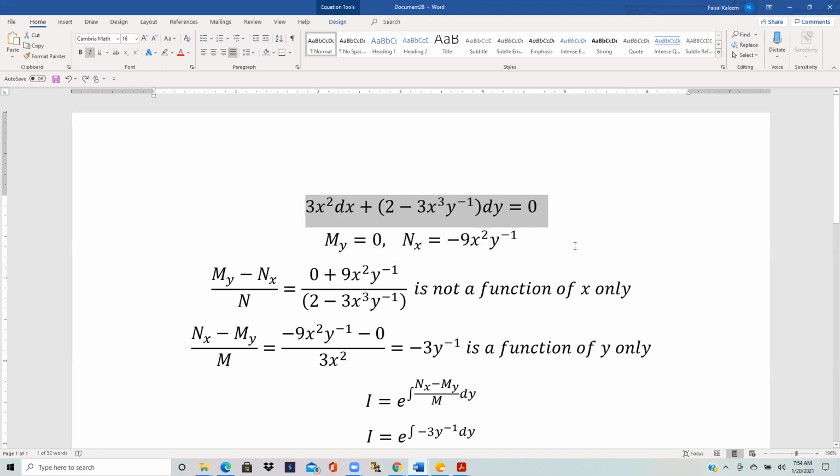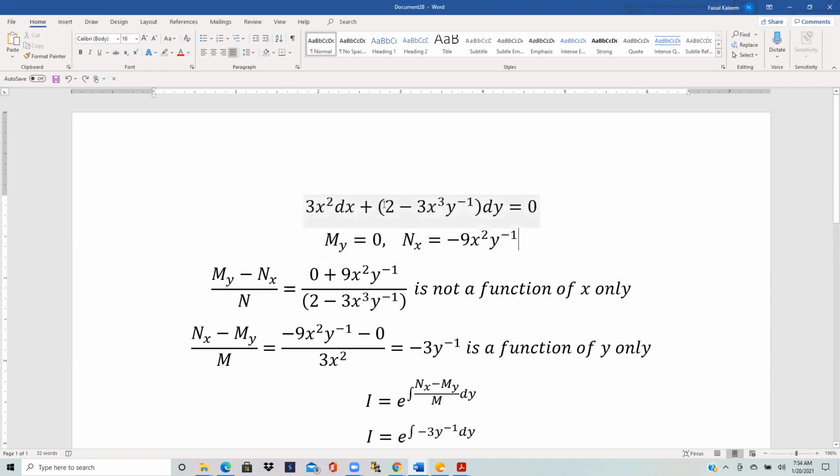So you take the partial derivative of M. Remember, this part is the M, so you take its partial derivative with respect to y. That would be 0, because this is just a function of x, which is a constant as far as the y is concerned.